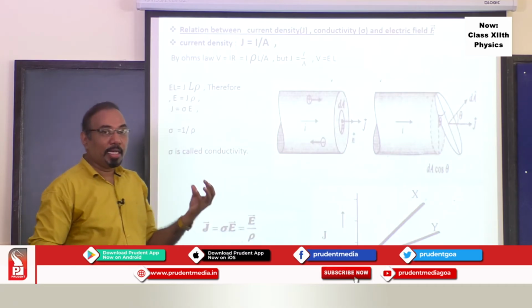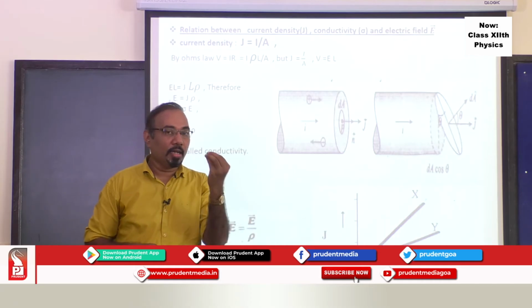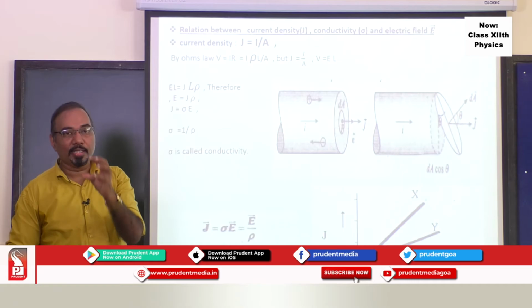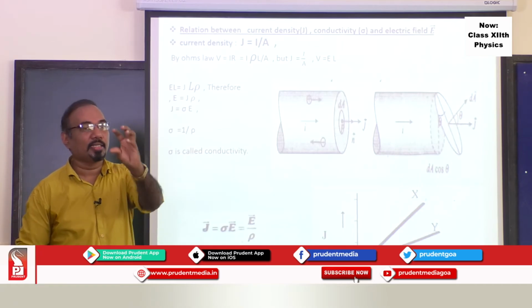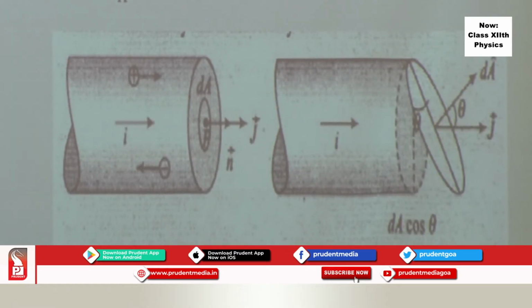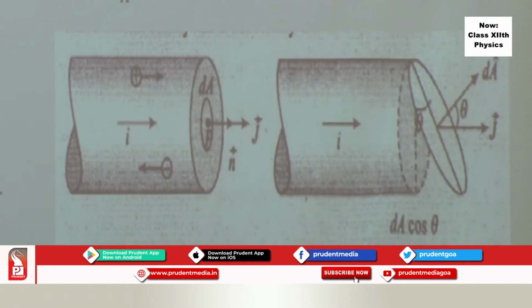And let me tell you, my dear friends, current density is a vector quantity. Current is a scalar quantity, current density is a vector quantity. One can write this as J vector equals sigma into E vector. Now, current density is always measured perpendicular to the cross-section of the conductor. The flow should be normal to the cross-section of the conductor.